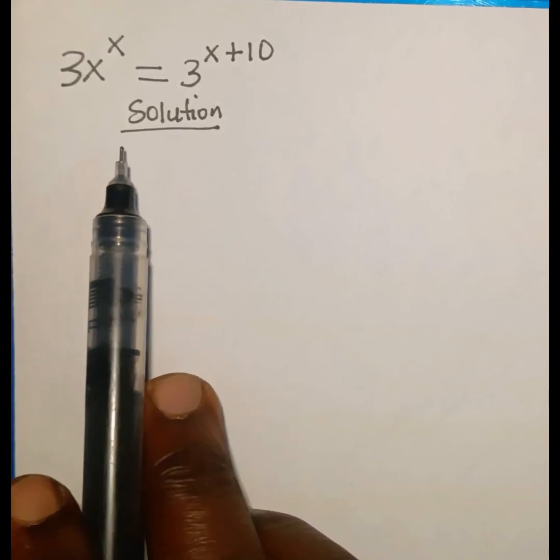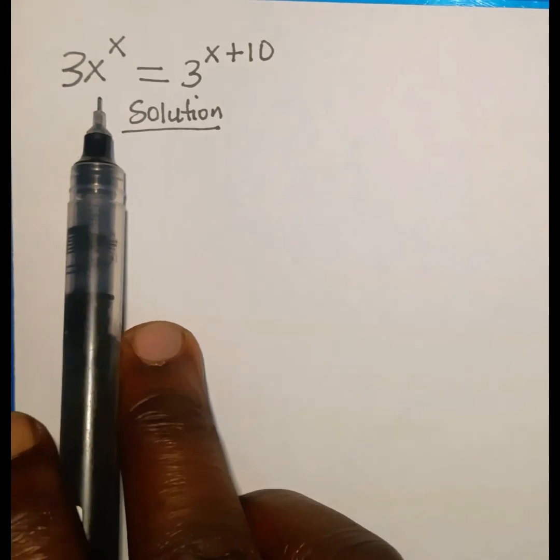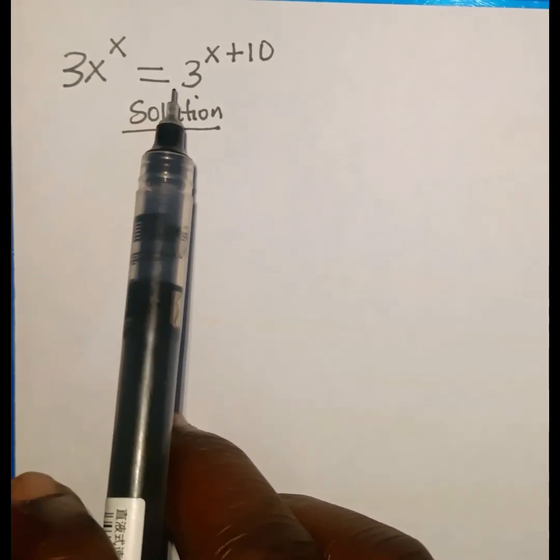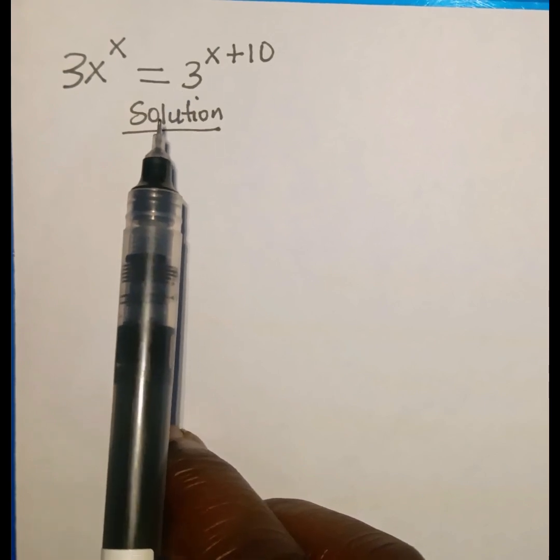We're going to solve for the value of x from this beautiful exponential equation. We are given that (3x)^x is equal to 3^(x+10). Then we are asked to solve for the value of x from this equation.